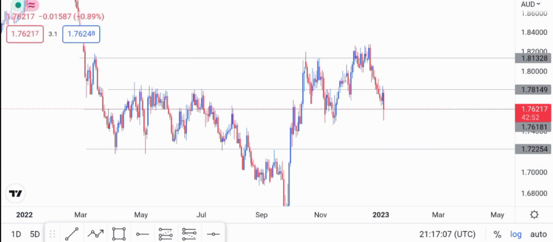Welcome to Forex Travels. Today we'll be analyzing GBP and NAS100.